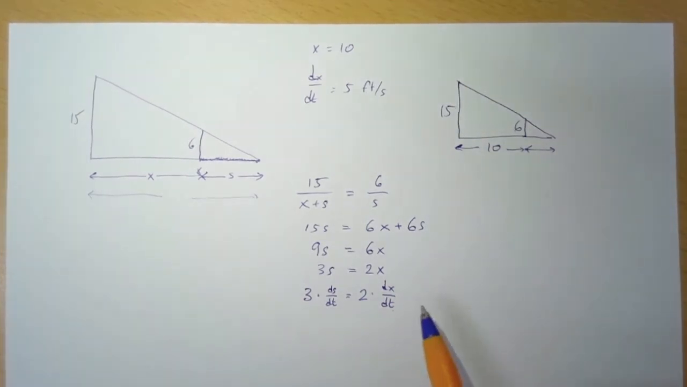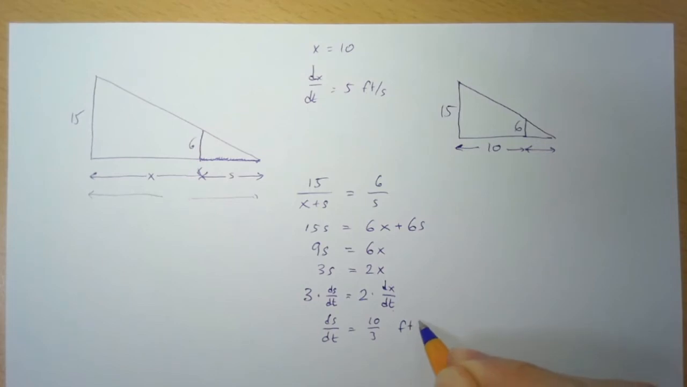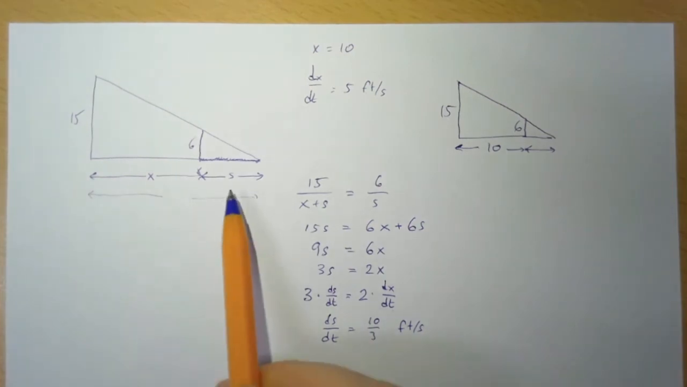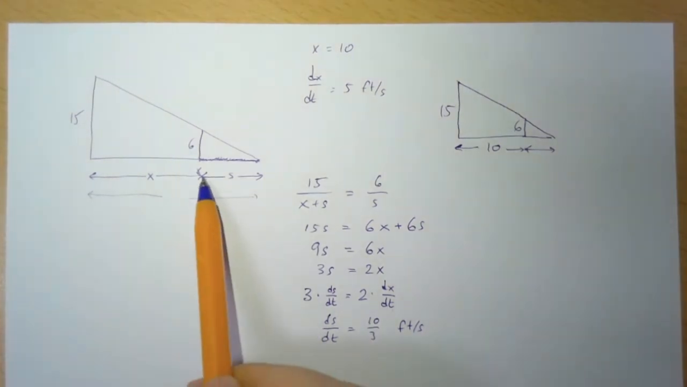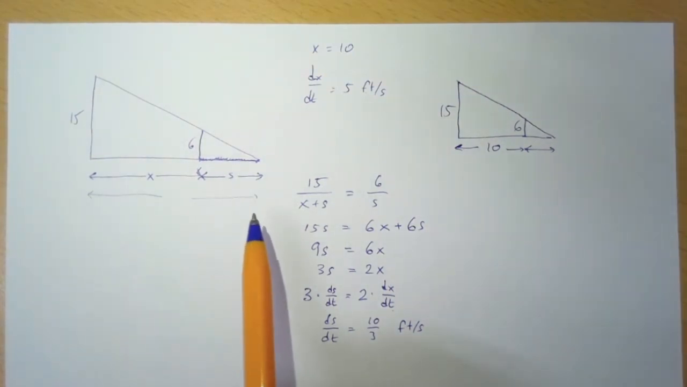Now, dx dt is 5, so I find ds dt equals 2 times 5 over 3, which is 10 over 3 feet per second. I'm done, I found an answer, but now what answer is it? What I found is how S is changing. S is the length of the shadow. How fast is the length of the shadow getting bigger?